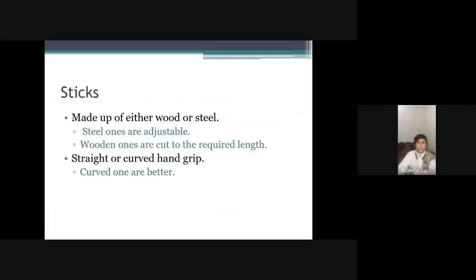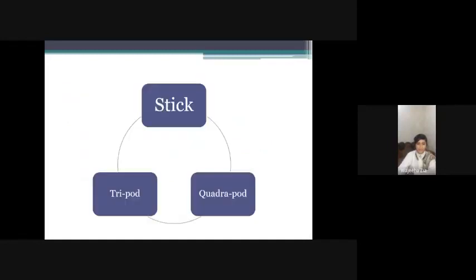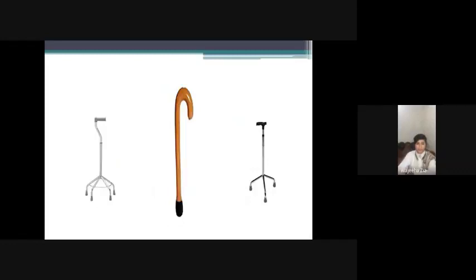Next, the different types of sticks. Mostly wooden or steel ones are available in the market. The steel ones are recommended because of the length and the adjustability. There is a modification in sticks. In the steel stick, there is a modification at the base: a tripod and a quadripod stick. You can see the tripod and the quadripod. It adds extra support and reduces the chances of falling.